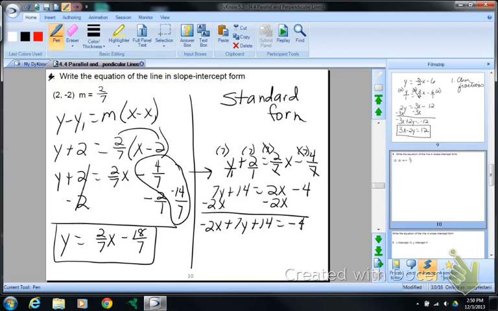Okay, am I done? Is this in standard form? Now what do I need to move? The 14, I need to get this 14 over there with that negative 4. So what do I do to move it? Subtract 14 on both sides.